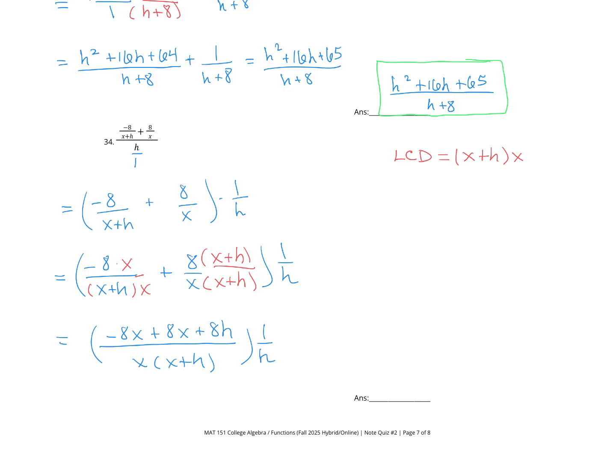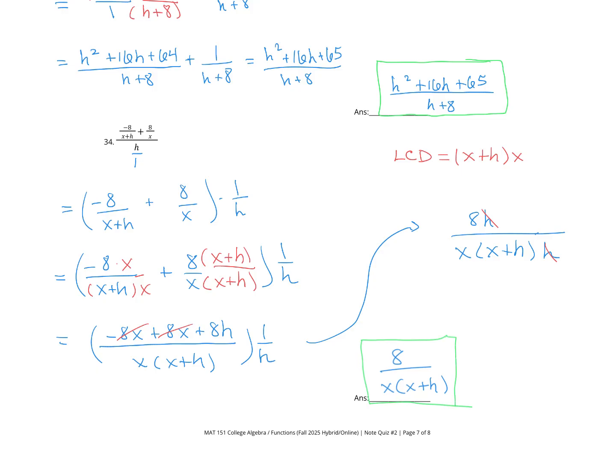Now you'll notice that I have some opposites I can cancel. That negative 8x and 8x, they're gone. So if I continue this over to the other side, I'm going to have an 8h upstairs, and then down below I've got the x plus h, and I might as well bring over that h which has been hanging out behind it. You'll notice my h's cancel out, and I'm down to a final answer of 8 over x times x plus h. And that is what that simplifies down to. And again, in the coming weeks, we will call that a difference quotient.